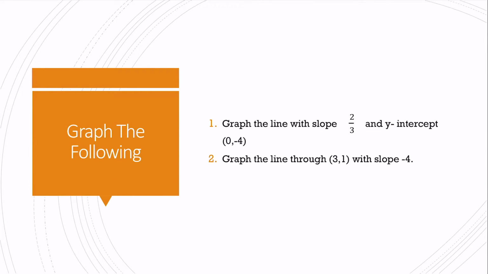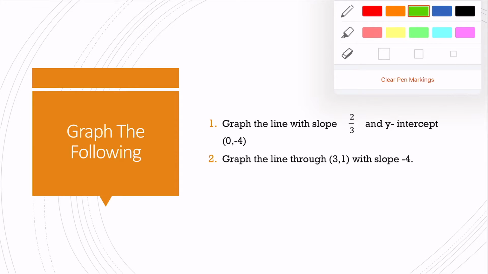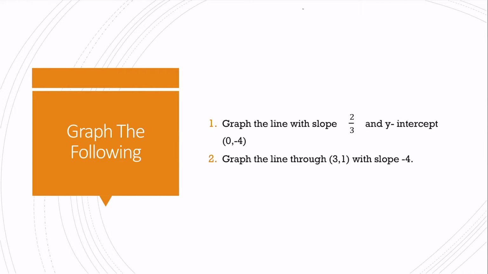Now, I don't have to be given the equation of a line in order to graph the line. I can just be given the slope and a point on the line, and I will know what the graph of this line looks like.